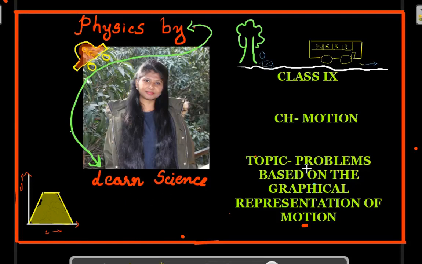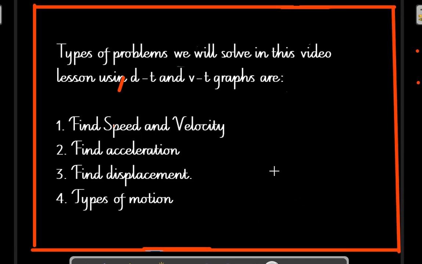And in this class, we are going to learn and practice various problems based on the graphical representation of motion, which is from chapter Motion, class 9. So, the type of problems which we will solve in this video lesson using DT graph and VT graph are to find the speed and velocity of a body, to find acceleration, to find displacement, and also to predict the type of motion by looking at the graph.